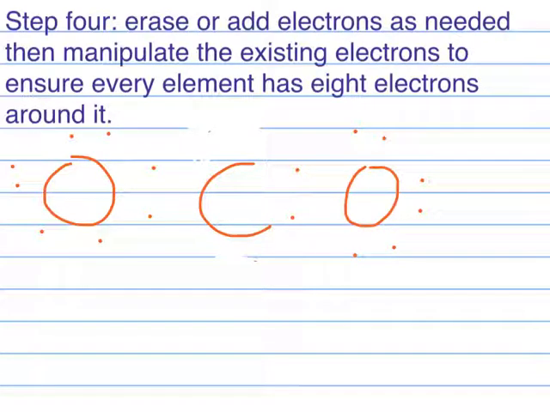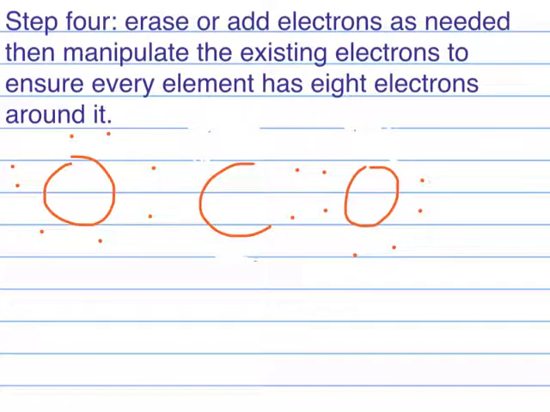Okay, so here's what I'm going to do. I'm going to move these electrons, get rid of those, and put them in here. Notice now that this oxygen still has 8. 1, 2, 3, 4, 5, 6, 7, 8. Perfect. Carbon only still has 6 though.